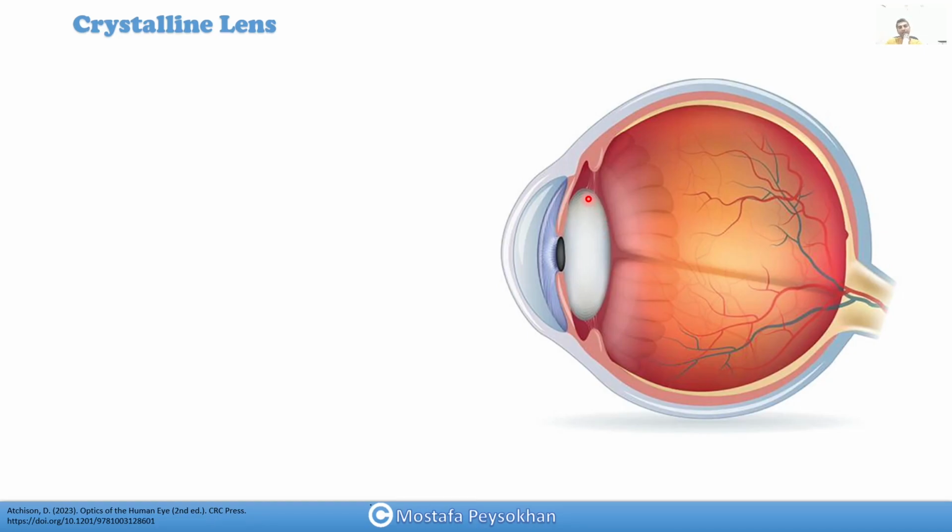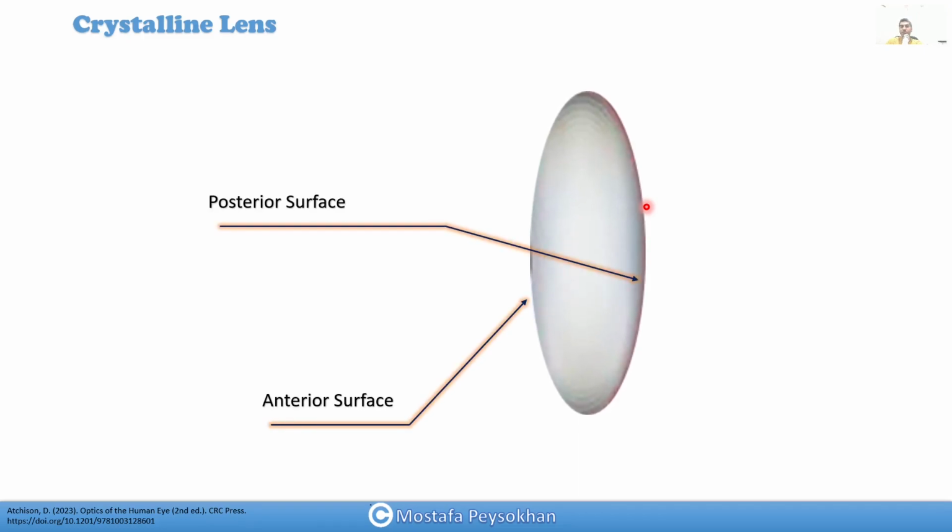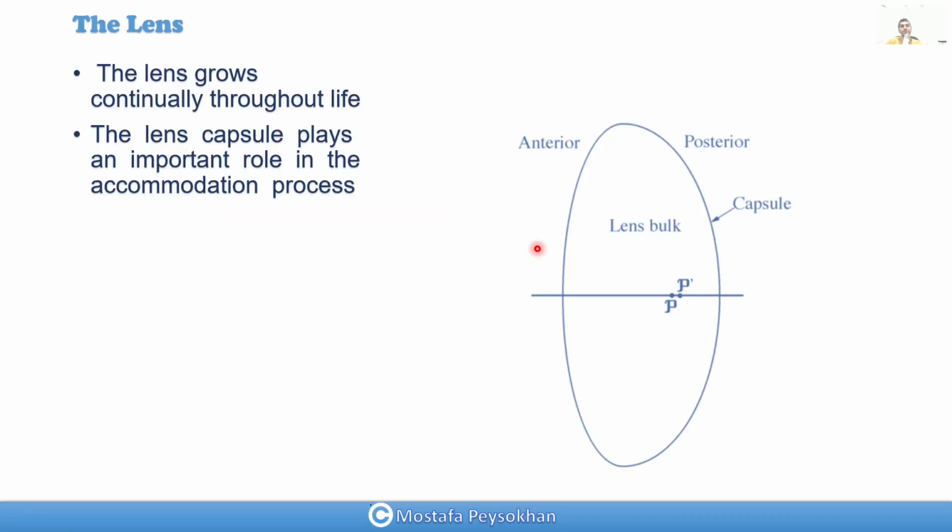Another name for the lens is the crystalline lens, which, as I mentioned, acts like a zoom lens for our optical system and has two surfaces. The first surface is the anterior surface and the second surface is the posterior surface. We're going to talk about all the optical parameters related to those two surfaces. One important thing about the crystalline lens is that it grows continuously throughout life. From birth to the last day of your life, the lens is growing.